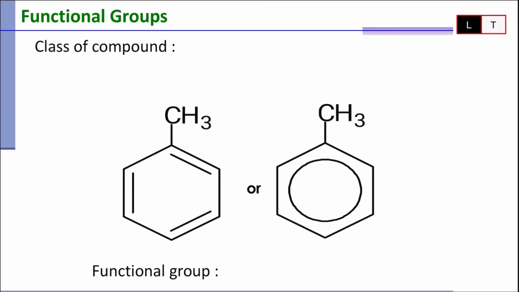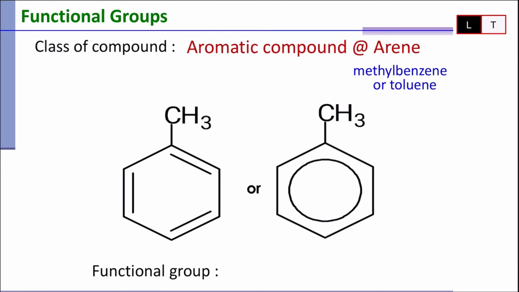Now let's go to the last functional group that you have to know, which is aromatic compounds. Contoh dia kita ada methylbenzene ataupun toluene.